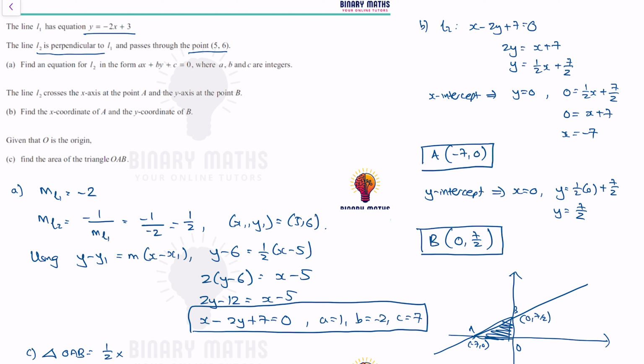So the area of triangle OAB is equal to half times base times height, which is half times base, which goes up to negative 7, so it's 7, times the height, which is 7 over 2. You can do this because it's a right-angled triangle, which gives you 49 over 4. Because we don't know the units, and it's the area we're working out, it's units squared. So that will be the answer.